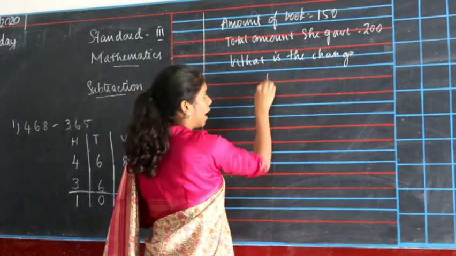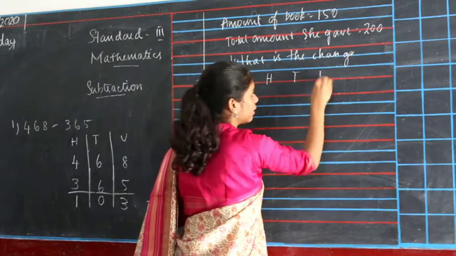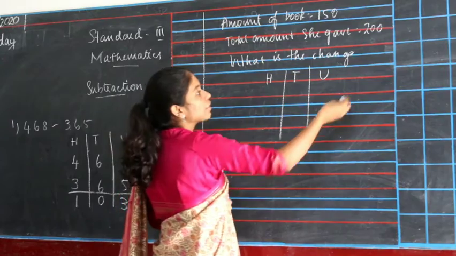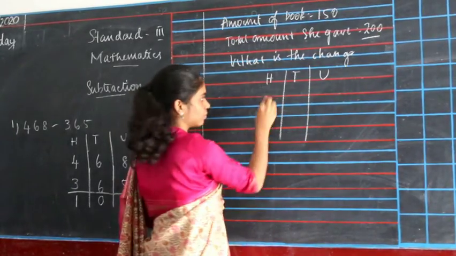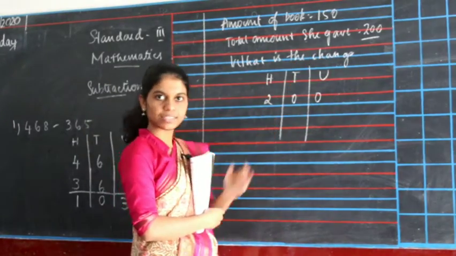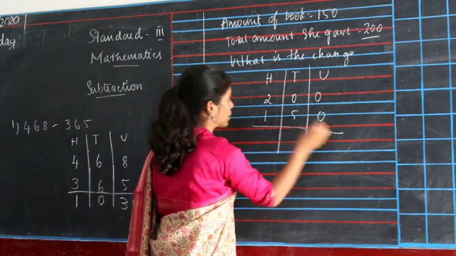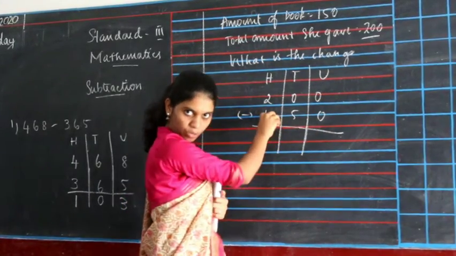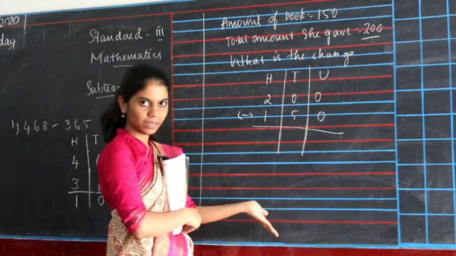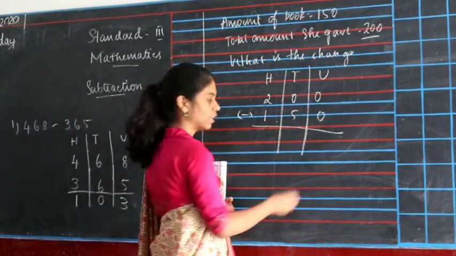See, here you have 3 digits, which are hundreds, tens and units. Likewise, here also you have hundreds, tens and units. She gave 200 rupees, and the book price is 150 rupees. If you subtract the amount of the book from the amount that she gave, you will get the remaining change, right? So 0 minus 0 is 0.